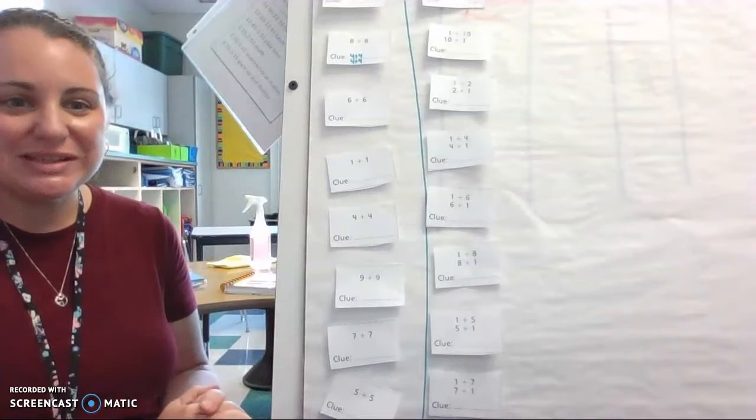We're adding 1. So let's look at this card right here in the middle. 1 plus 6 equals 7. 6 plus 1 equals 7. Absolutely, they both equal 7. So we didn't need two different fact cards because 1 plus 6 is the same thing as 6 plus 1.